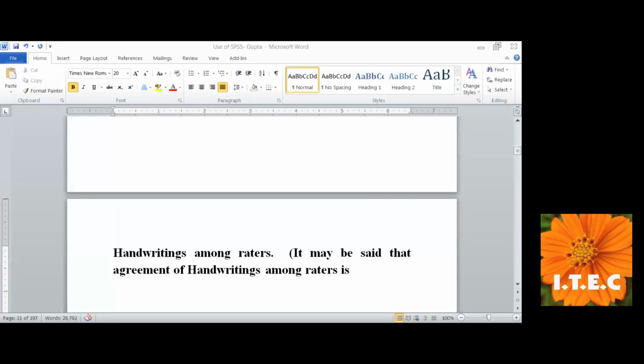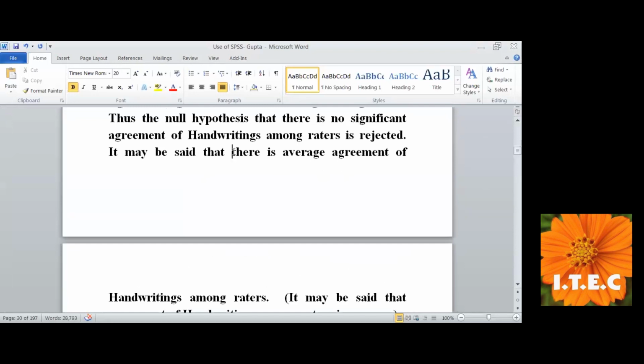Continue. So now I was saying that you can also write like this. It may be said that the agreement of handwriting among raters is average. So therefore, it is up to you. So this becomes my finding. You can write this or you can write this.